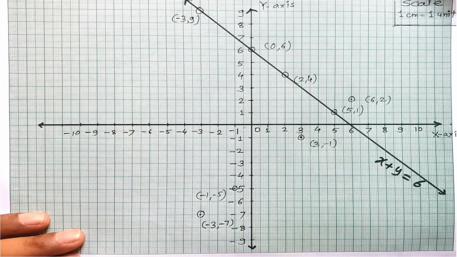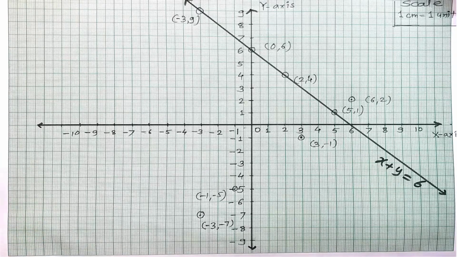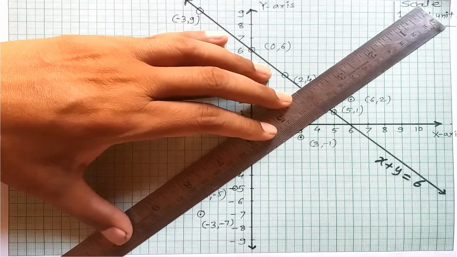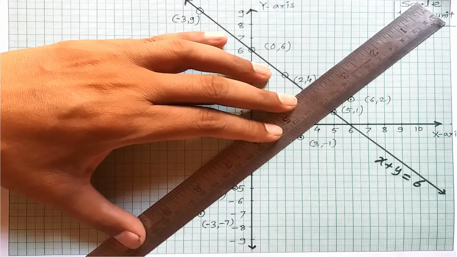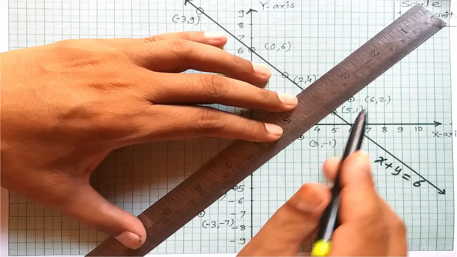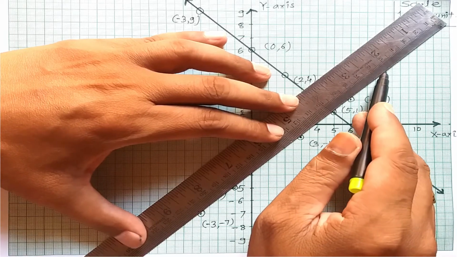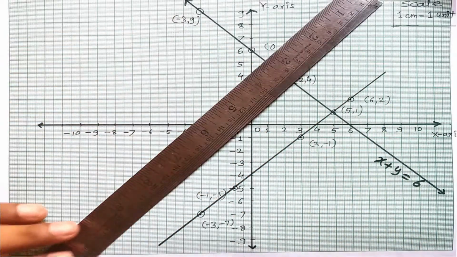So again draw the line passing through these points. The points are always collinear. If your calculations are correct, then the points are collinear. So draw the line passing through these points.